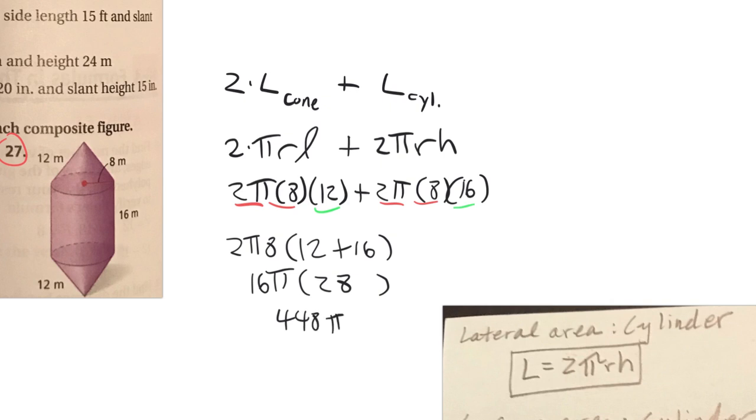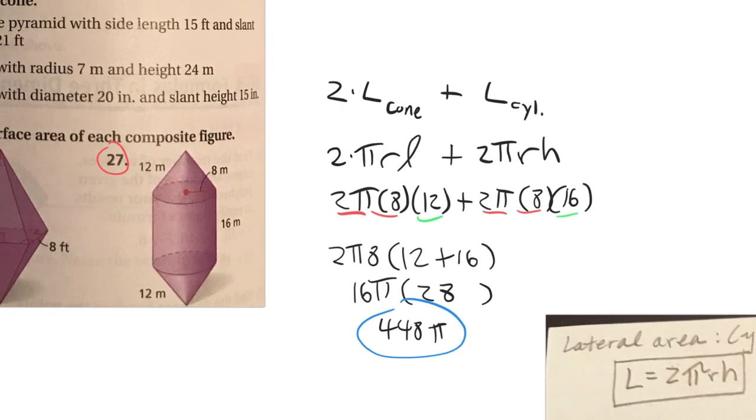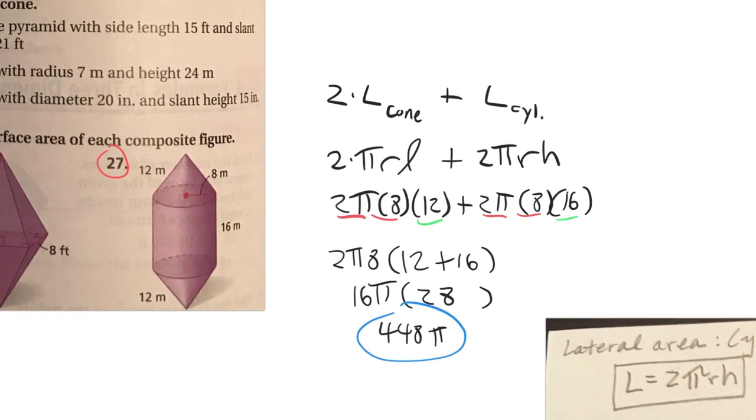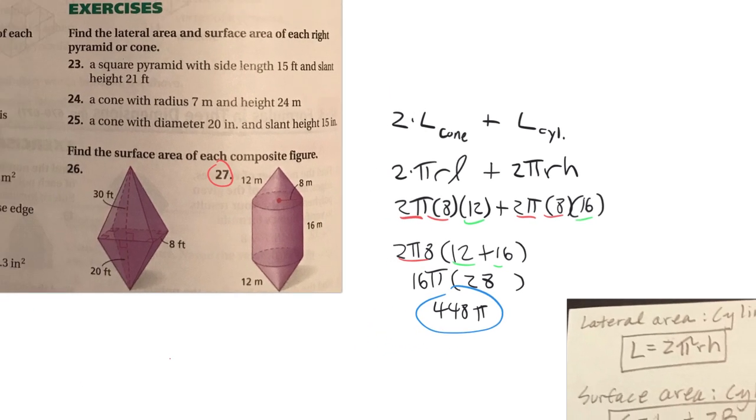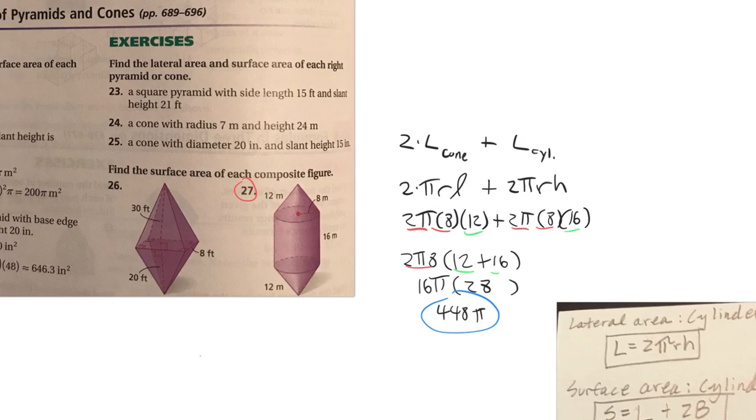Now, just keep in mind that you could have just multiplied that out. That would have been 16 times 12 pi. This would have been 16 times 16 pi. And then you could have added these. I kind of did a weird thing where I factored out the greatest common factor just because I saw an opportunity to. So anyway, that is how you do problem number 27.